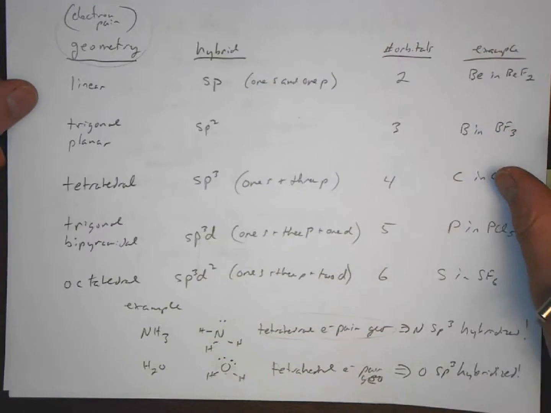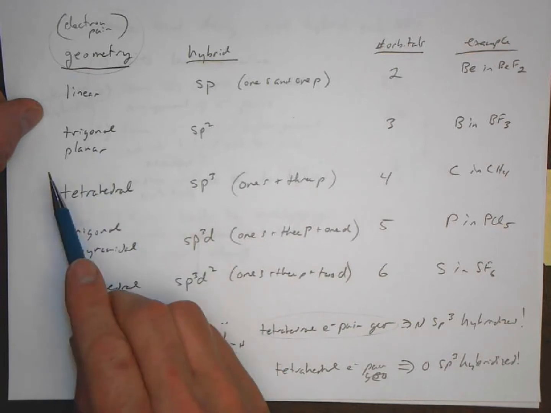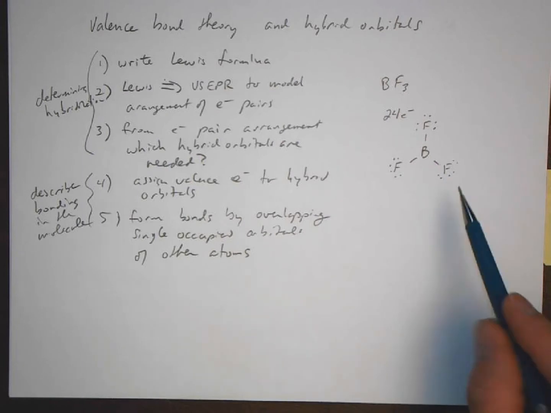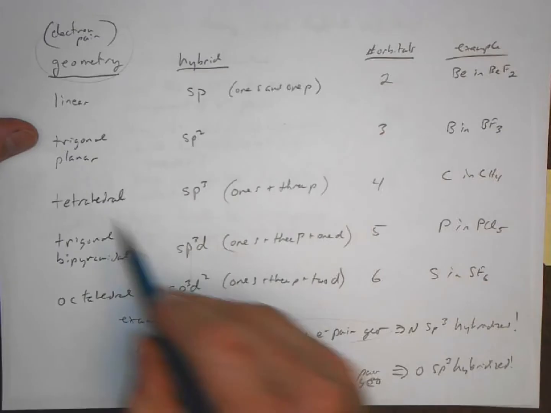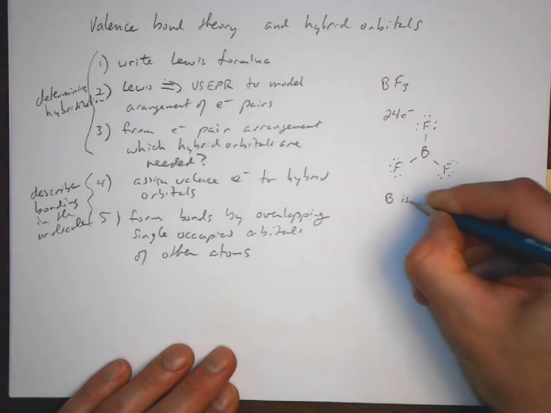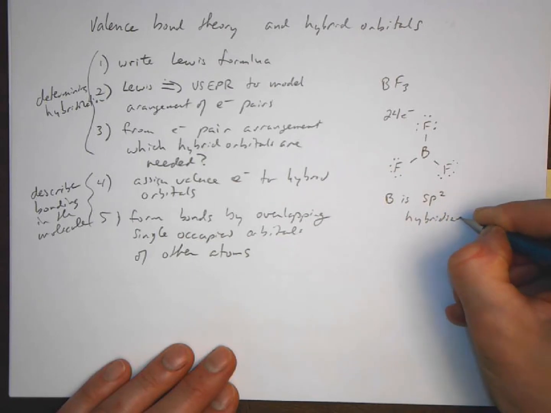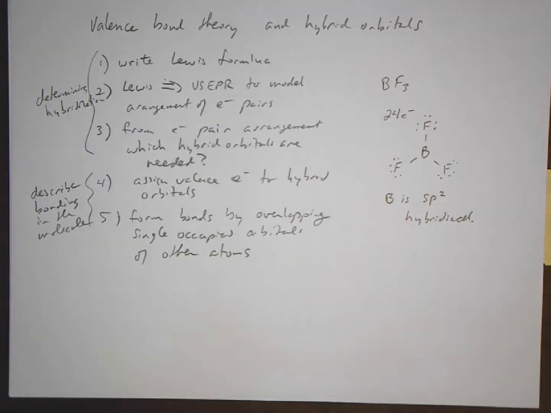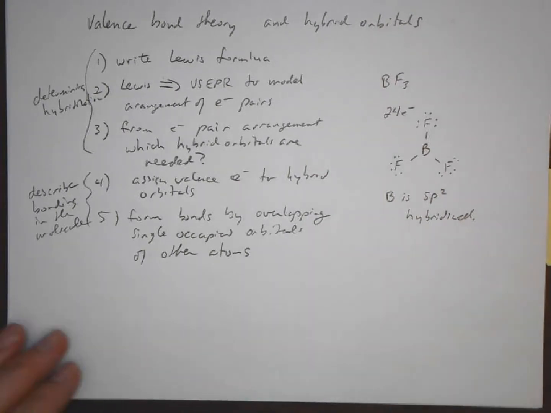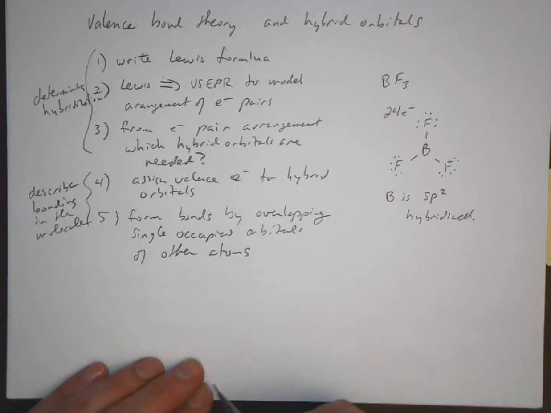We're going to use this table that we constructed in the last lecture video. This is a trigonal planar electron pair geometry, 3 places we're putting electrons. That means that the boron is sp2 hybridized. Since the boron is sp2 hybridized, let's draw a diagram and describe the bonding that's happening between the boron and the fluorine.